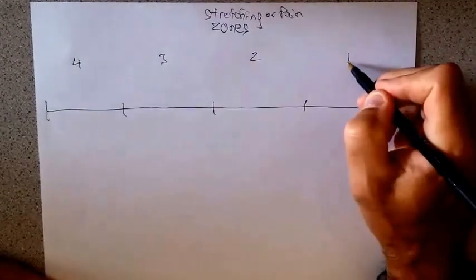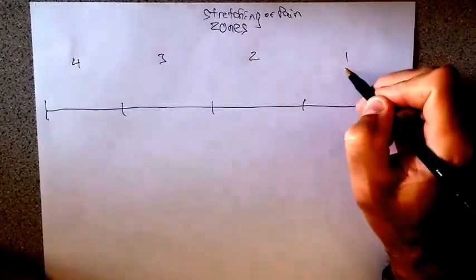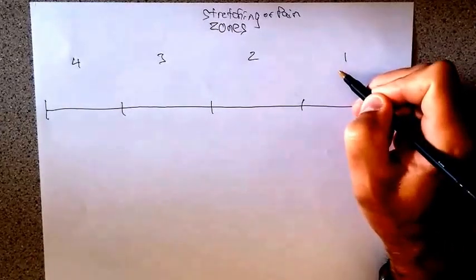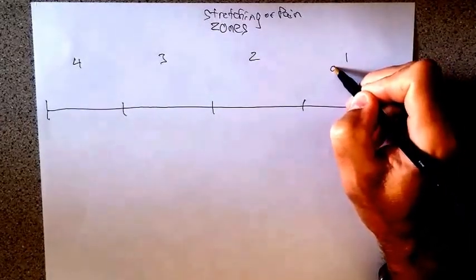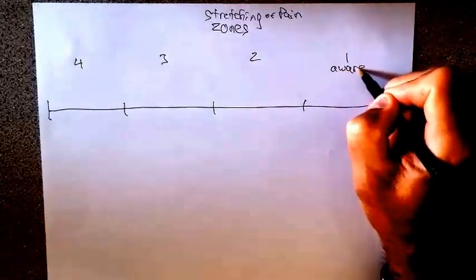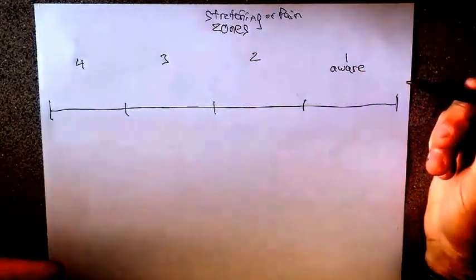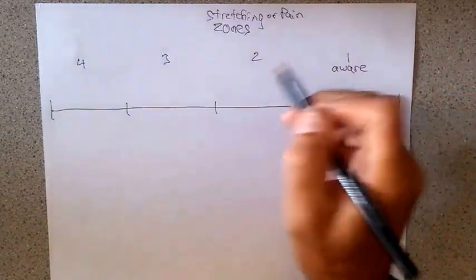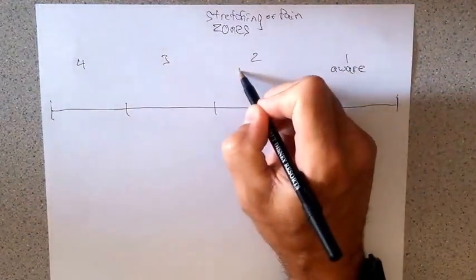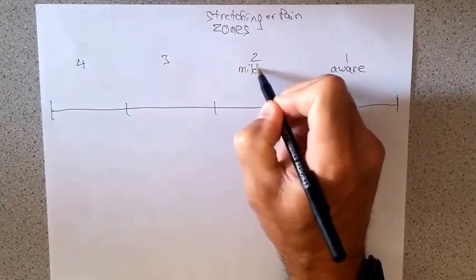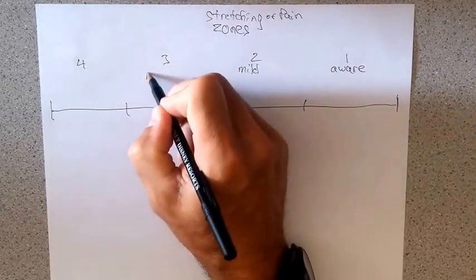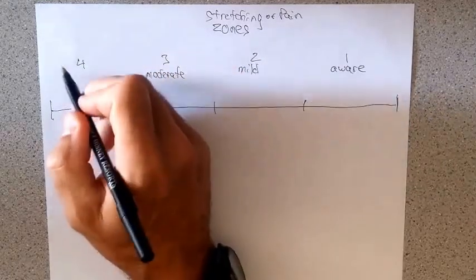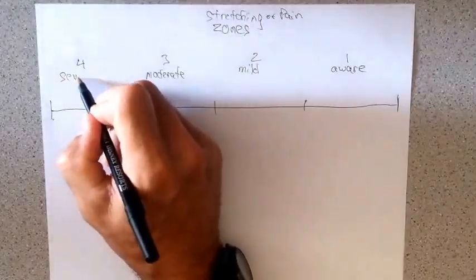I want you to think of Zone 1 as being an idea of, from a pain standpoint, that it's not really painful at all. You're aware of it. In this particular case, what we're talking about is stretching, so you're aware of the stretching. Number 2 is mild. Number 3 would be moderate. And then the 4th one is going to be severe.